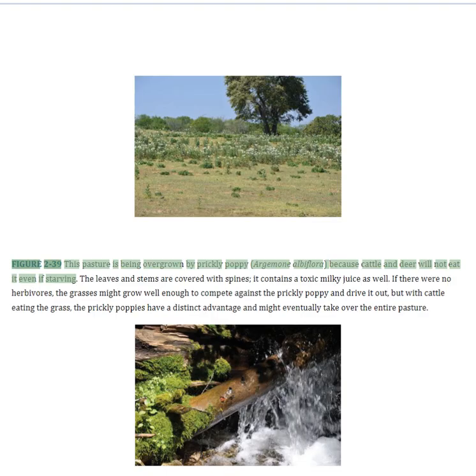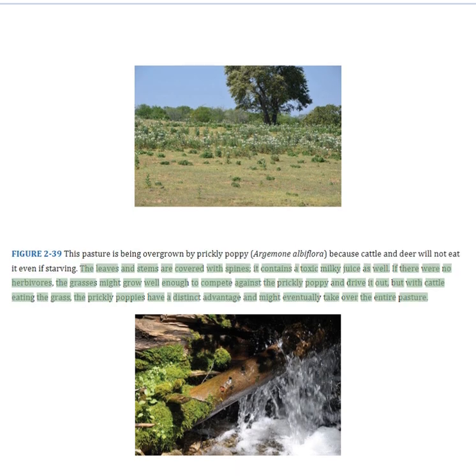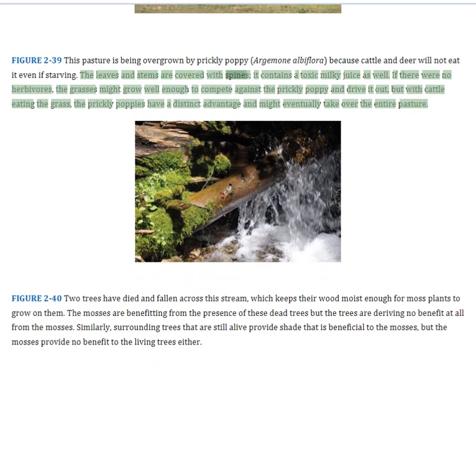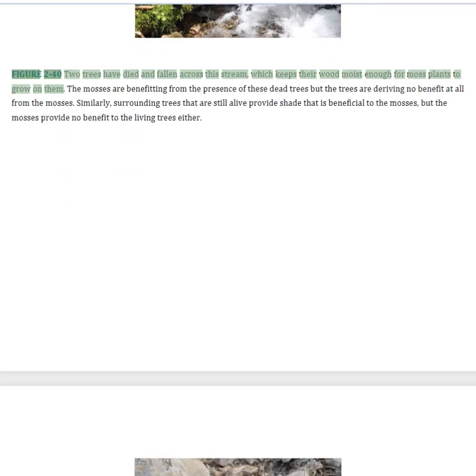Figure 2:39. This pasture is being overgrown by prickly poppy because cattle and deer will not eat it even if starving. The leaves and stems are covered with spines. It contains a toxic milky juice as well. If there were no herbivores, the grasses might grow well enough to compete against the prickly poppy and drive it out, but with cattle eating the grass, the prickly poppies have a distinct advantage and might eventually take over the entire pasture.